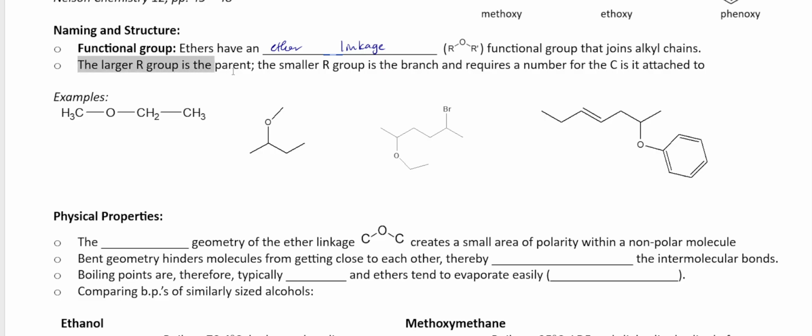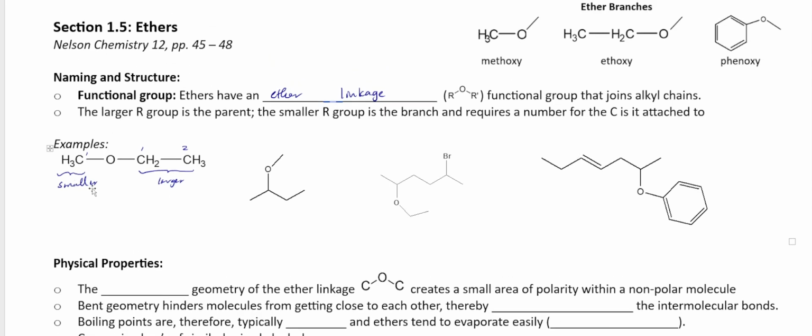Okay, the larger R group is the parent, the smaller R group is the branch, and requires a number for the carbon it is attached to. So I look over here, this is my larger portion right here. It's a larger 2 carbon portion. This right here is smaller. It's only a 1 carbon portion. Okay, so the smaller R group is the branch, and the 1 carbon is smaller, so it's a 1 carbon branch. So I'm going to say methoxy. And then 2 carbons in this one right here, so I say methoxyethane.